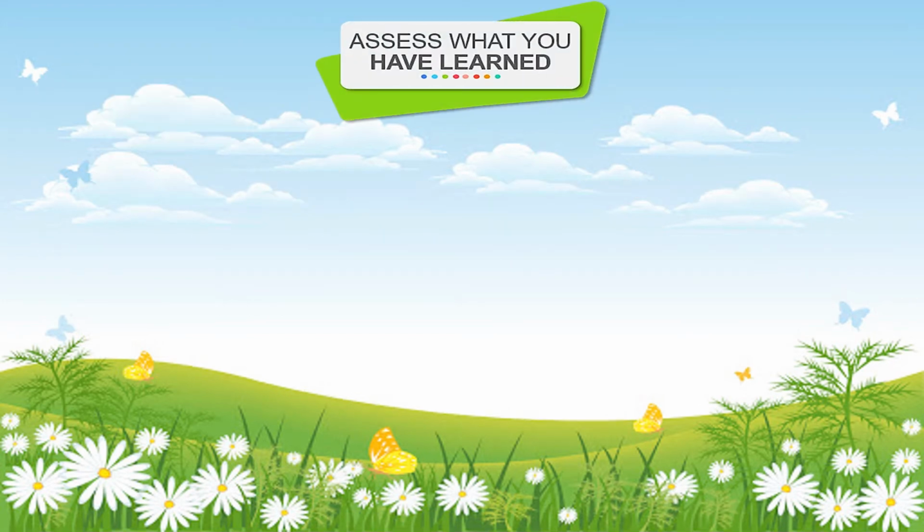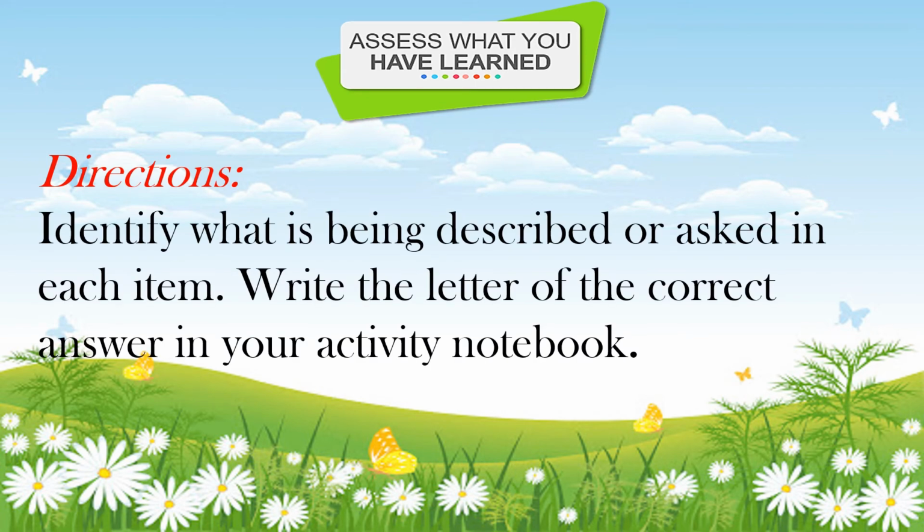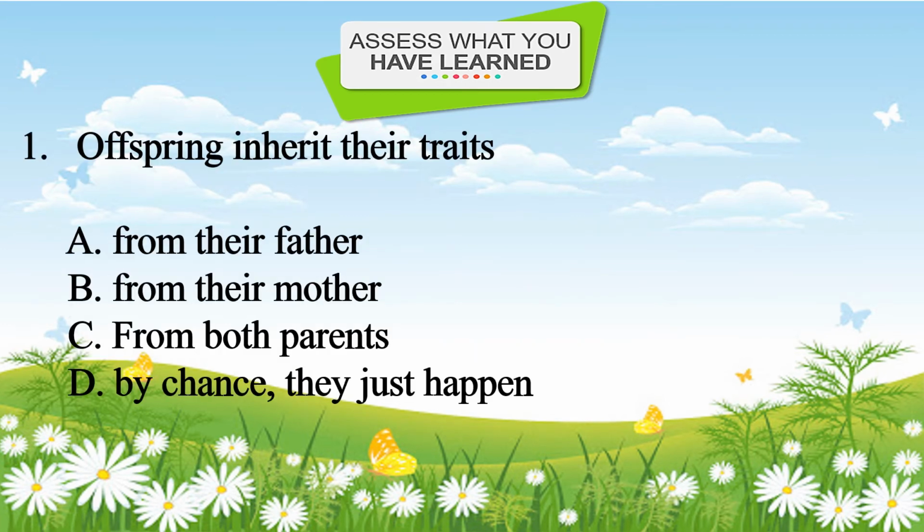To assess how far you've learned from this lesson, answer the next 10 questions. Directions. Identify what is being described or asked in each item. Write the letter of the correct answer in your activity notebook. Number 1. Offspring inherit their traits: A. From their father, B. From their mother, C. From both parents, D. By chance, they just happen.